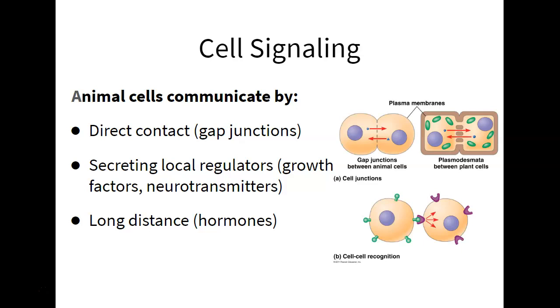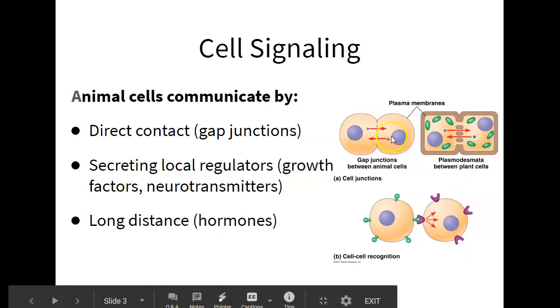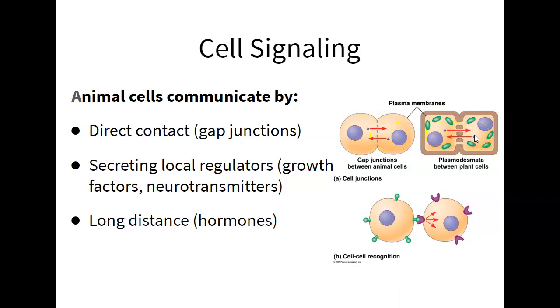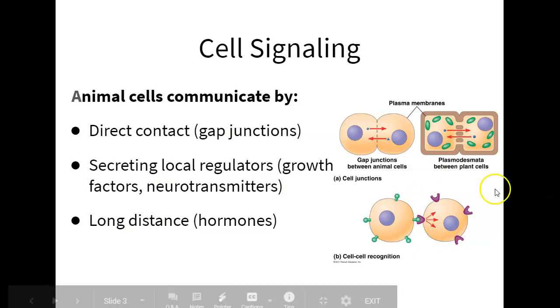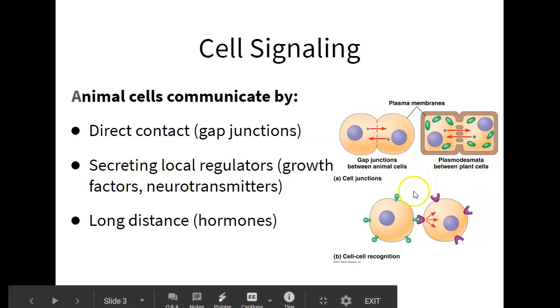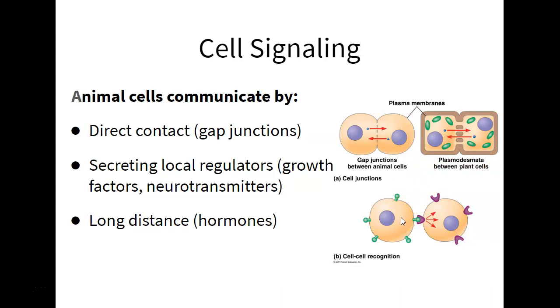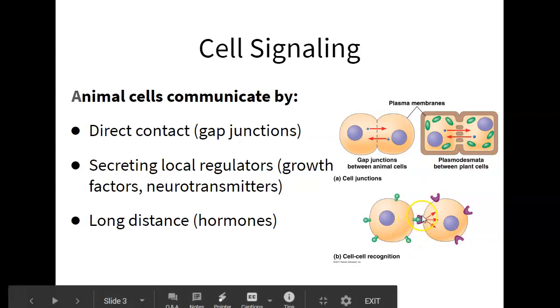The top is gap junctions between animal cells, so you can see what that looks like. Plant cells have something very similar, but they're not called gap junctions. They're called plasmodesmata, and it's basically the cell wall connected with passageways for things to move. Cell-to-cell recognition would be a local regulator where the antigens or presented proteins on one cell are being recognized by some kind of receptor on another cell, and when that lock and key fits, that triggers a reaction in the receiving cell.